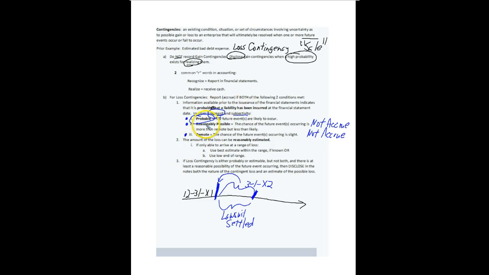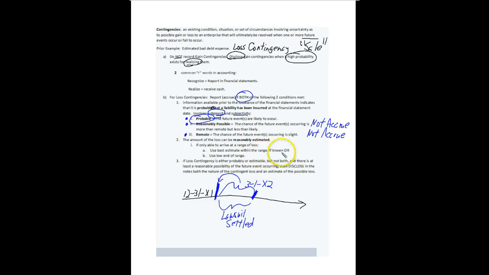But it also has to meet the second criteria, because it has to meet both of these. Secondly, we have to be able to estimate it reasonably. Also, if we're only able to arrive at a range, like $1 to $1.5 million, then here's what you do. You use the best estimate within the range, maybe 1 million, or maybe 1.2 million, or if that's not known, just use the low end of the range.